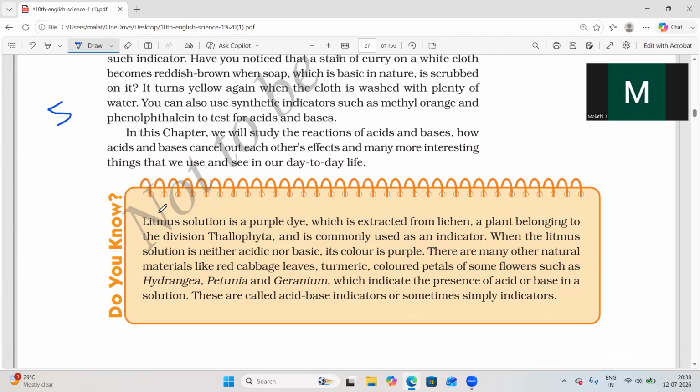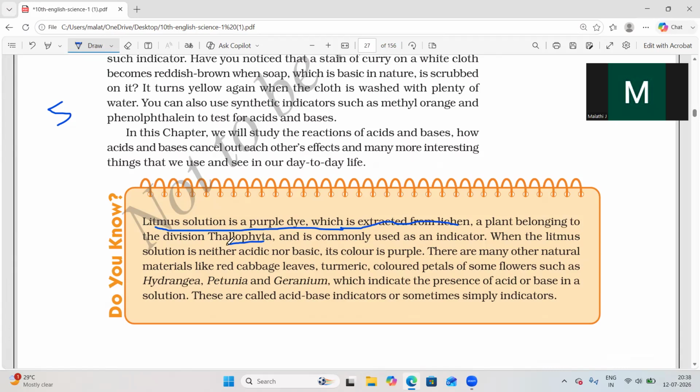One is natural indicators. Natural indicators are the substances that are obtained naturally, that is, from a plant, the lichen plant belonging to the division Thallophyta. So natural indicators are those indicators obtained from nature.